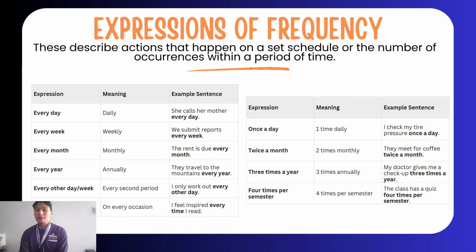And we also have some expressions like once a day, twice a month, 3 times a year, and 4 times per semester. For example, I check my tire pressure once a day. They meet for coffee twice a month. My doctor gives me a checkup 3 times a year. The class has a quiz 4 times per semester.